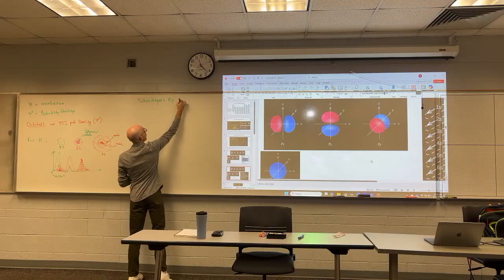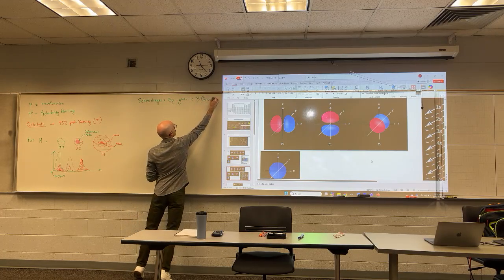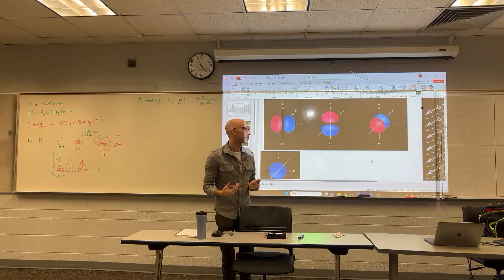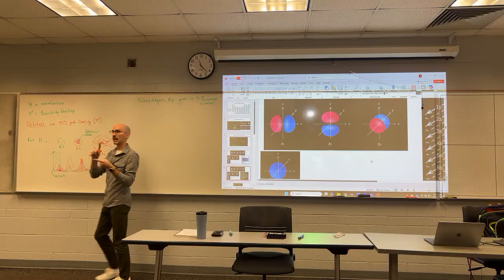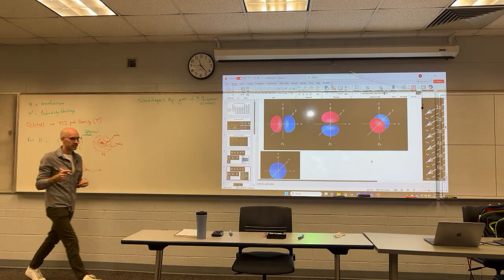Schrodinger's equation gives us 3 quantum numbers. These quantum numbers describe properties of the orbital. They describe the energy level of the orbital, the shape of the orbital, and its orientation in space. Those things that I was talking about. The energy level is basically describing its size. So here they are.